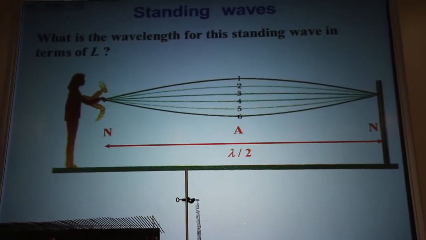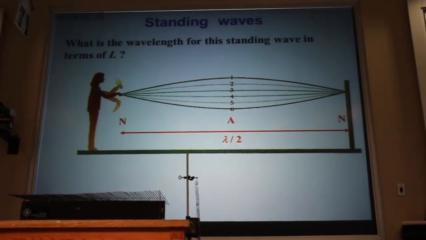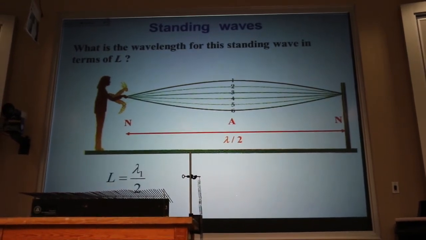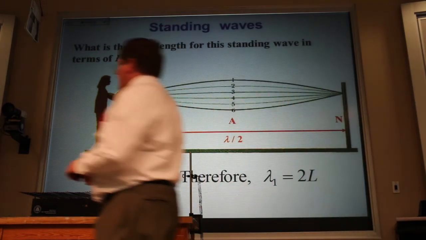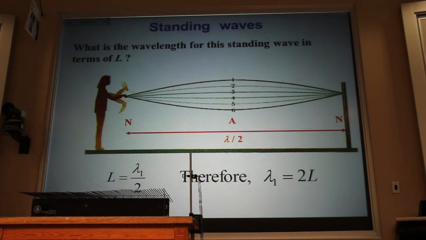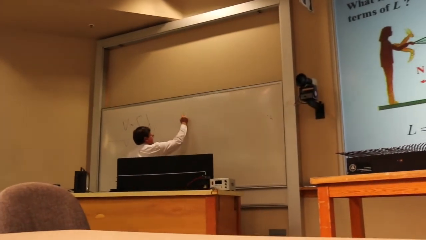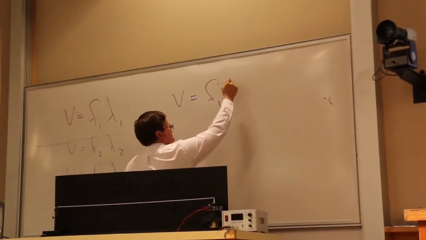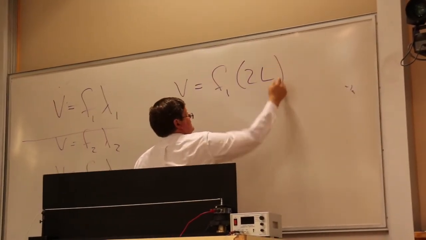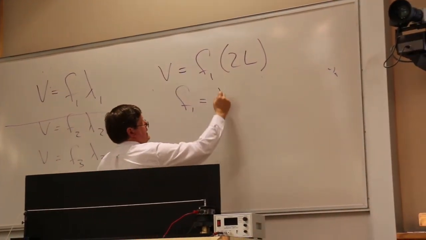Now what I want to do is get that wavelength in terms of the length of the string. And the length of the string is capital L. So if L is half a wavelength, that means the wavelength is 2L. Okay, so let's go over here to the wave equation and find out what the first frequency would be. Well, V is equal to the frequency of the first harmonic times the wavelength of the first harmonic, which is 2L. If I solve that for the first harmonic frequency, I get V over 2L.